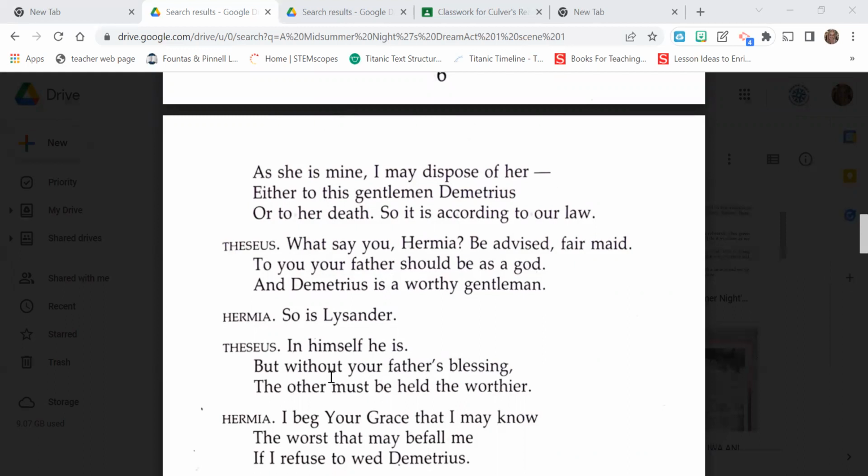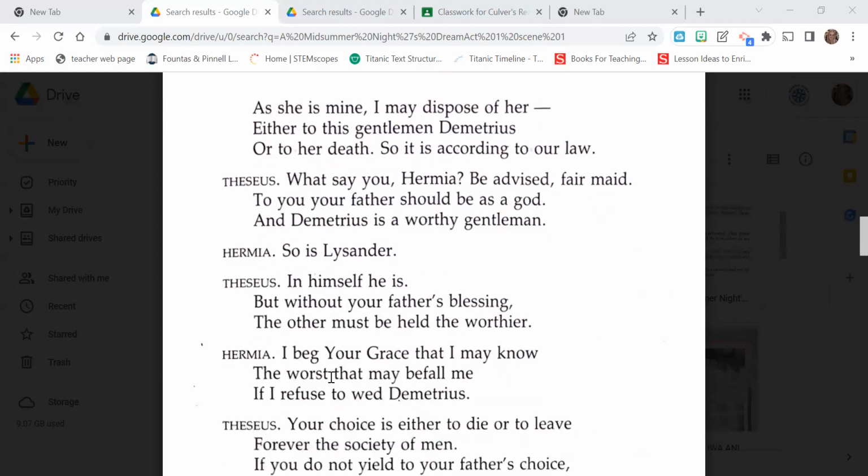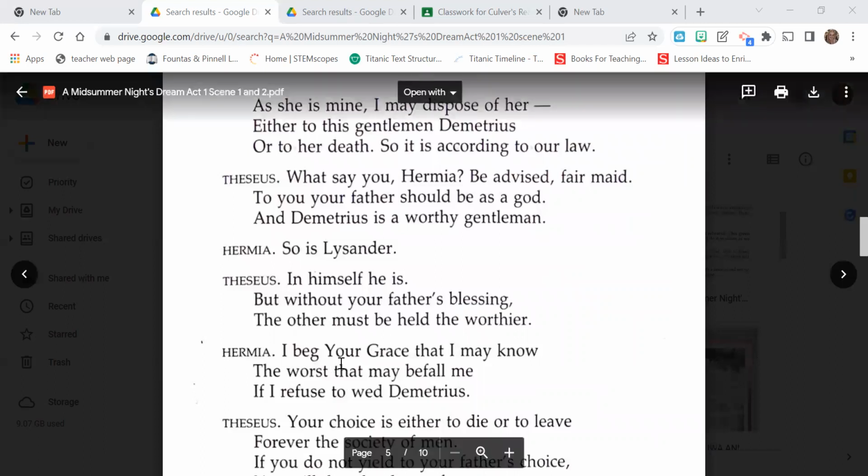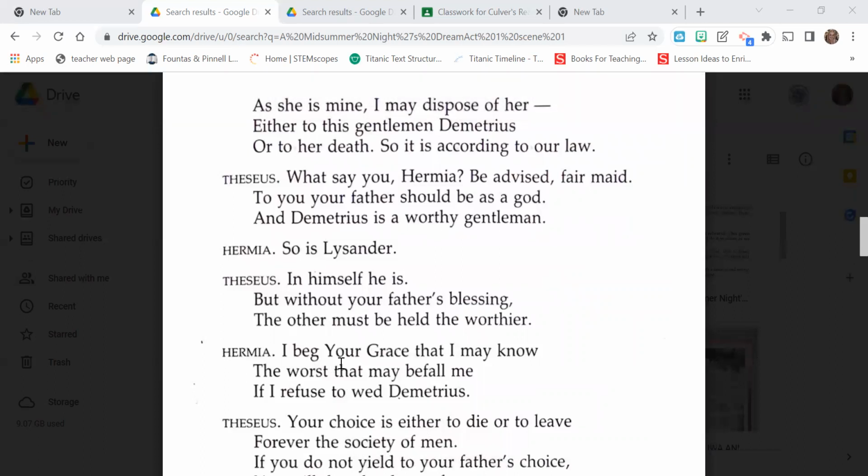And Hermia says, so is Lysander. In himself he is. But without your father's blessing, the other must be held the worthier. So he's saying, yes, he's first class too, and he's just as fine of a guy. But your father says you have to marry Demetrius, so you must marry Demetrius, who your father says.